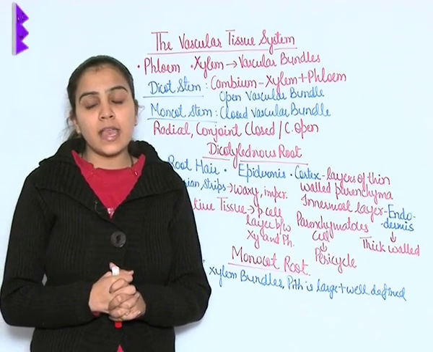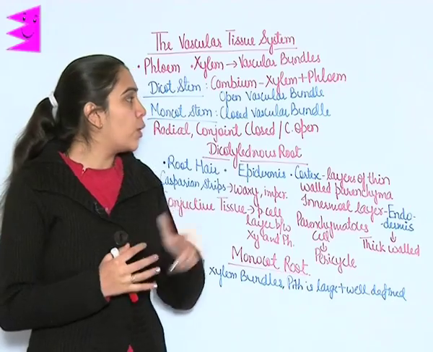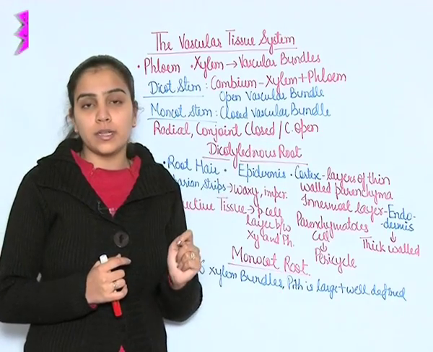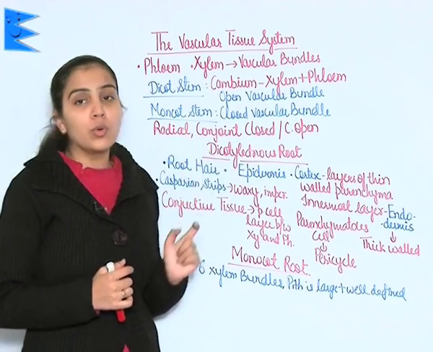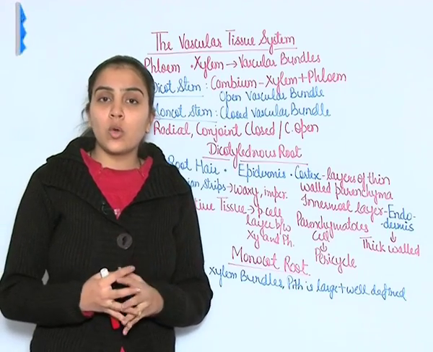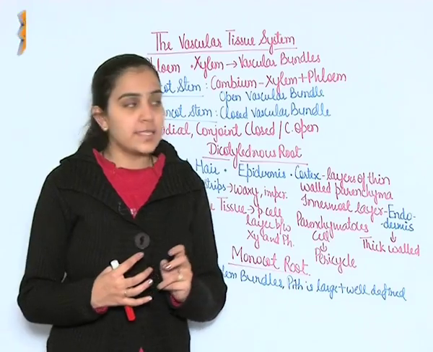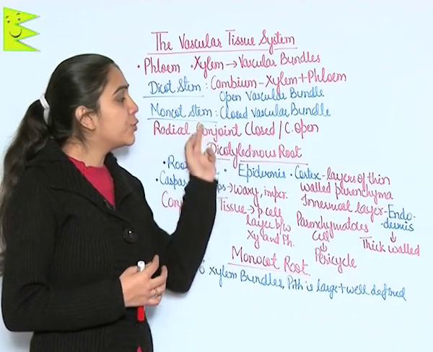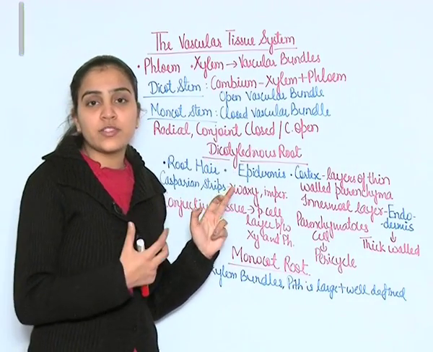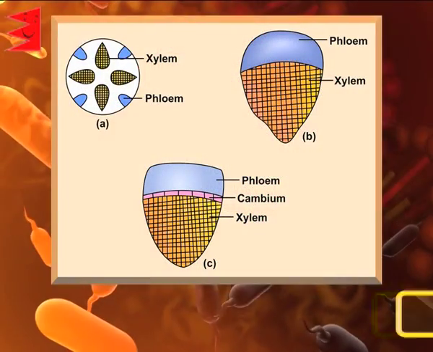hence this type of vascular bundle is known as an open vascular bundle, whereas in the case of a monocot stem, it is a closed vascular bundle, that is, cambium is not present. The arrangement of these vascular bundles you can see in the diagram.